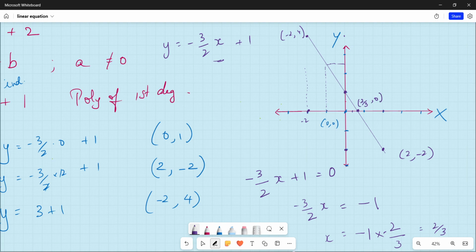So this is called the zero of the polynomial. The zero of the polynomial is the point where the graph intersects the x-axis, and for a linear polynomial there can be only one zero. So I hope you have understood what we have tried to arrive at. Thank you.